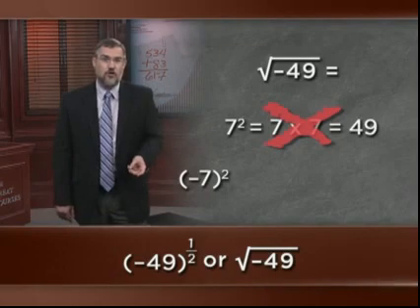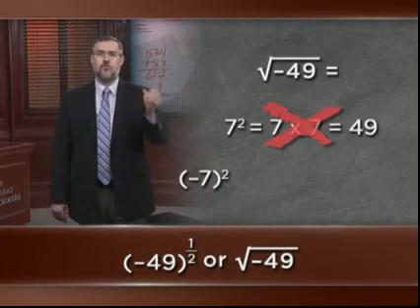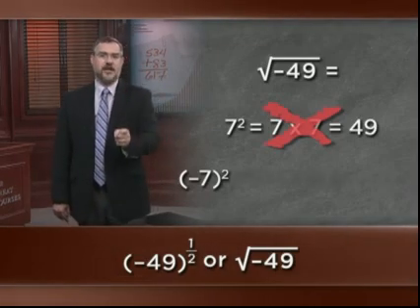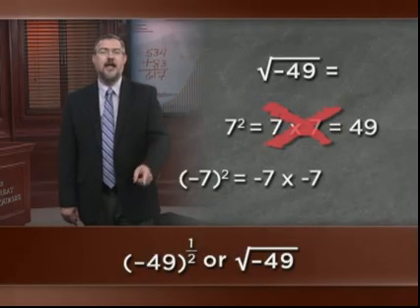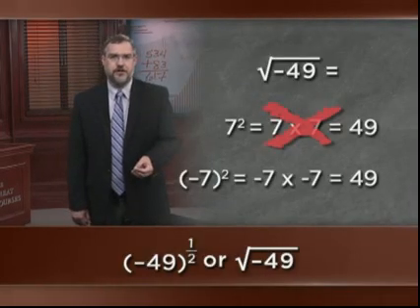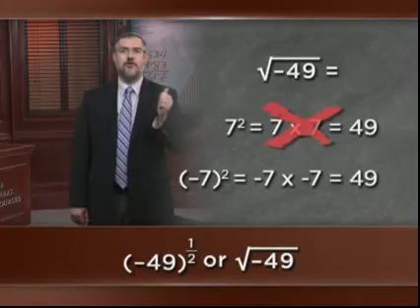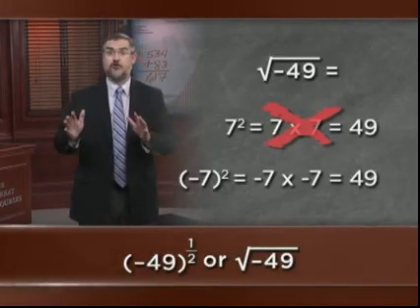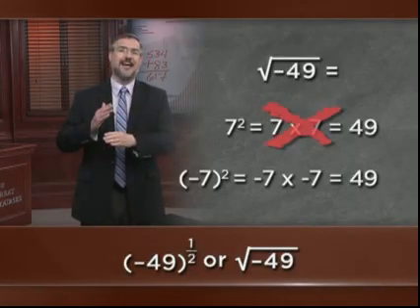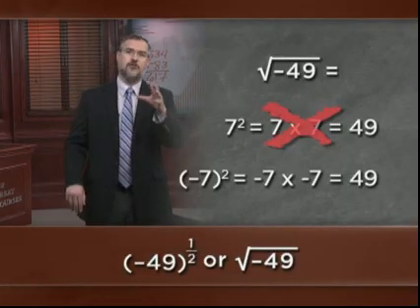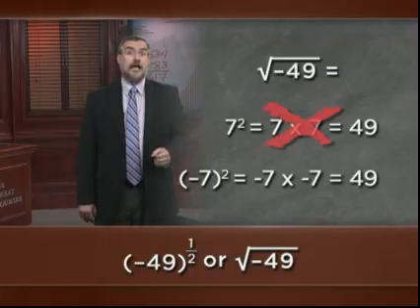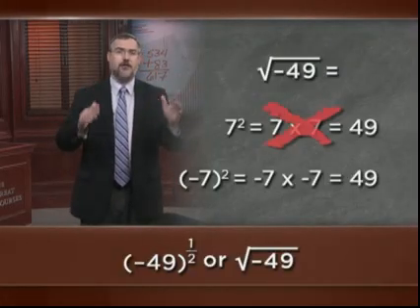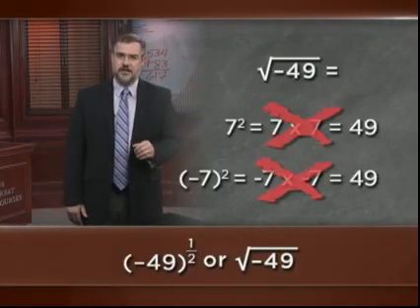But that's also wrong, because negative 7 raised to the 2 is equal to negative 7 times negative 7, and that's equal to positive 49, which we learned in our previous lesson when we were multiplying two negative numbers. Anytime you multiply two negative numbers together, the negatives cancel each other out, if you will, and you get a positive answer. So negative 49 to the 1/2 power is also not equal to negative 7.